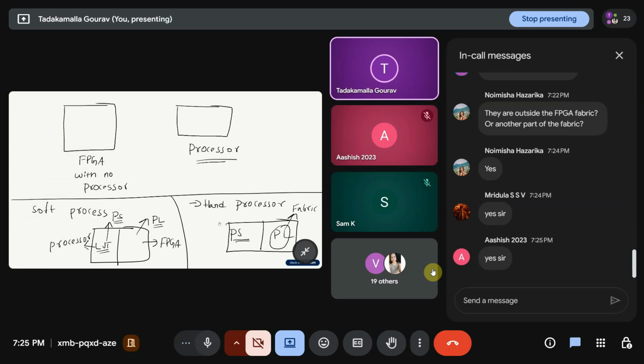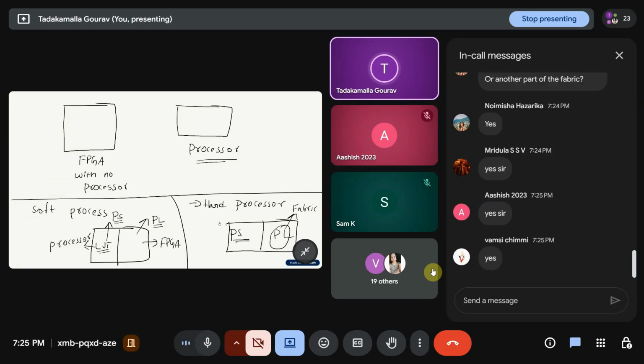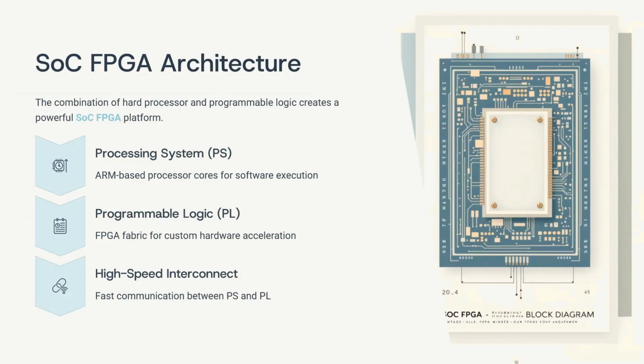Yes, exactly. Okay, then. So these are my categories. One is an FPGA with no processor at all, another is soft processor, followed by hard processor, right? Now, this is one example of SoC FPGA architecture where we are going to have a PS, which is my processing system, and programming logic, which is my PL. Now, generally, the SoC FPGA which we are going to consider is Zynq. This is what we are going to work with in our course.